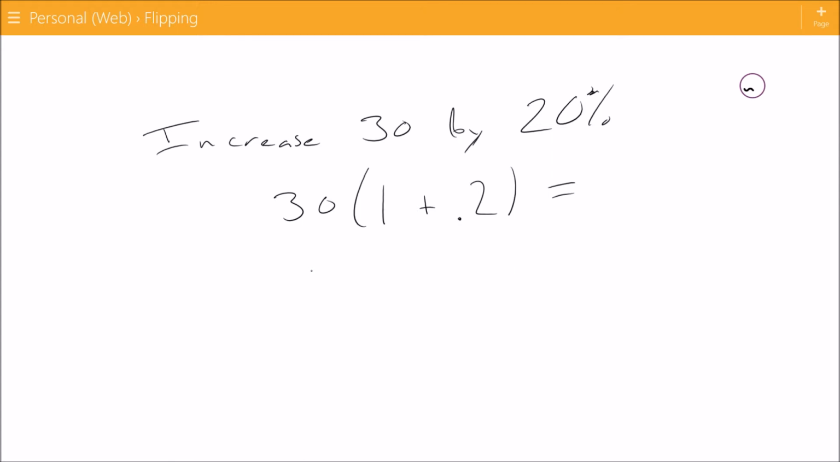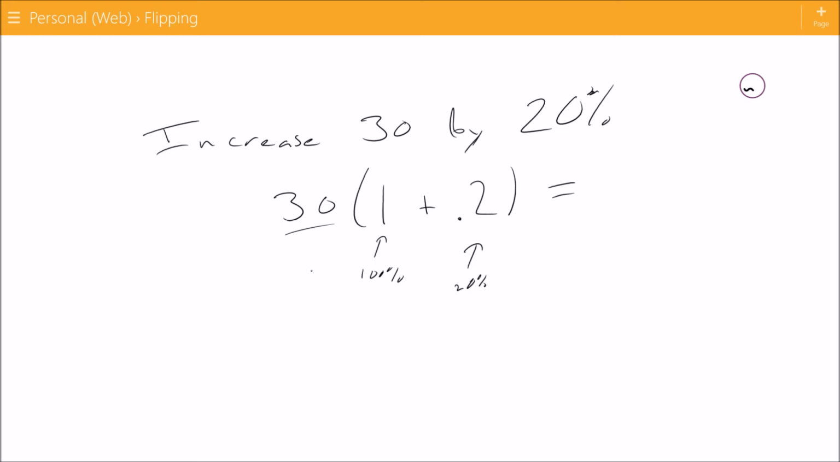Now let me explain this. This 1 and this 0.2 are both decimals, yes, but they're actually standing in for percentages. This 1 stands in for 100%, and this 0.2 stands in for 20%. Now, the 100% is in there because if I don't have it and I just multiply 30 times 0.2, that will only give me 20% of 30, which is not what I want. I want to get my original 30 plus 20%.